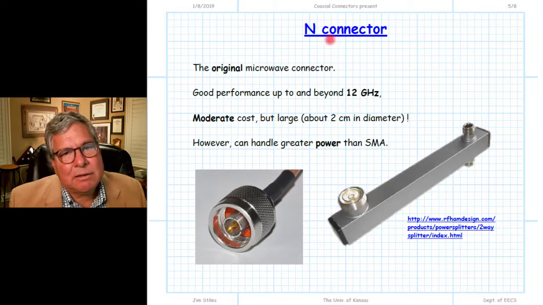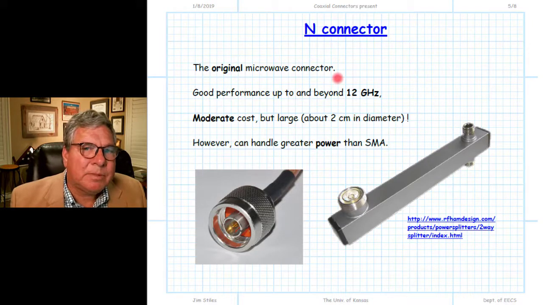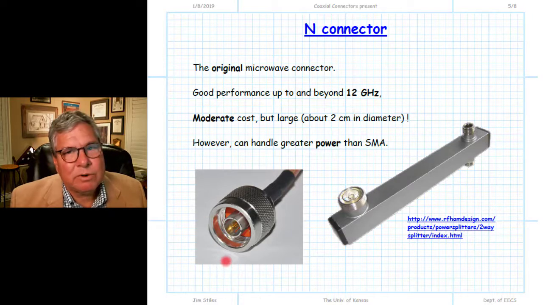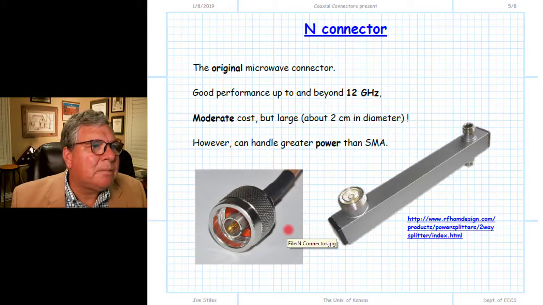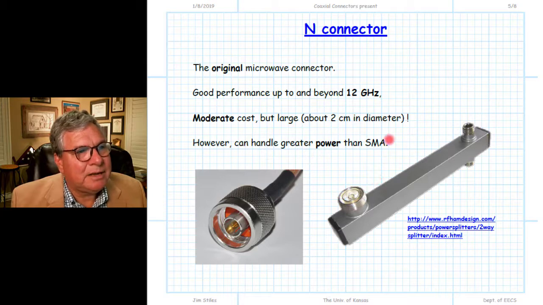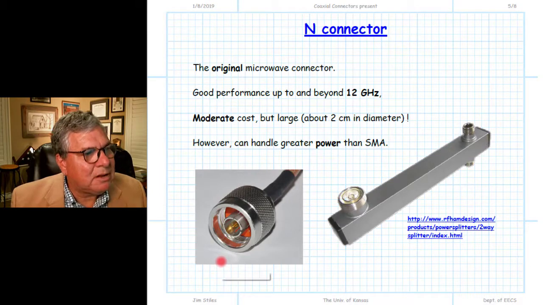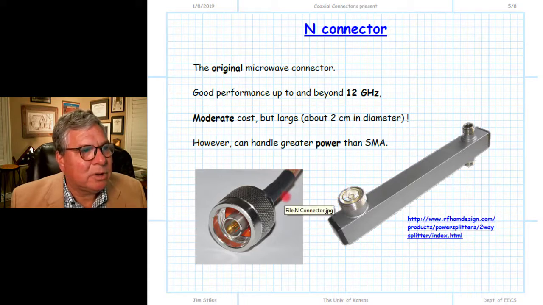The N connector, shown here, was really one of the original microwave connectors. We started making microwave components that are connected with coaxial transmission lines. Again, the N connector was sort of one of the originals back in the 40s and 50s, let's say. It was eventually replaced with the SMA. The SMA became the preferred, but for a couple of decades after World War II, the N connector was the most prevalent. One reason people went to SMA is because it had less bulk than the N connector.